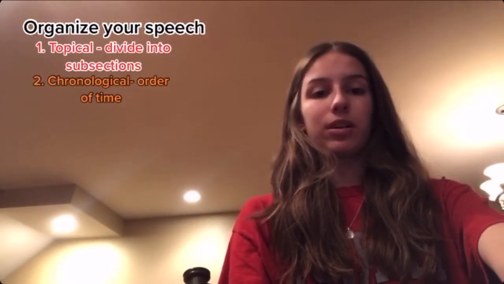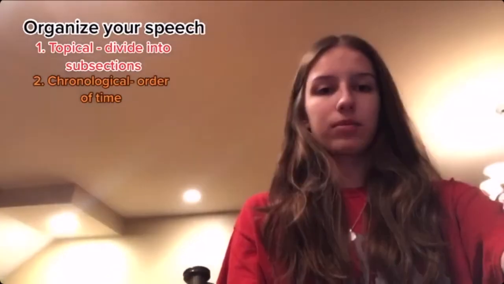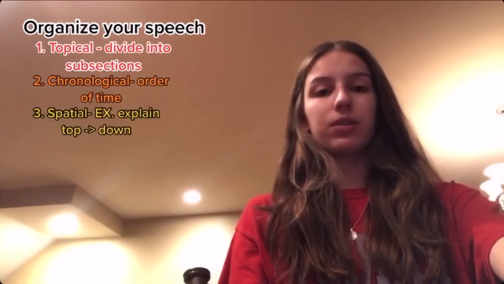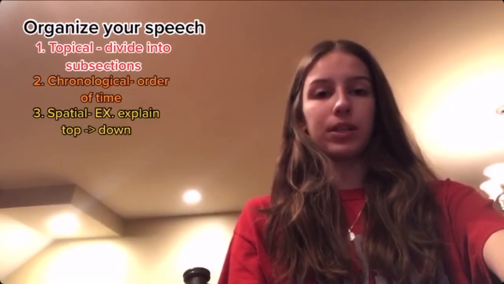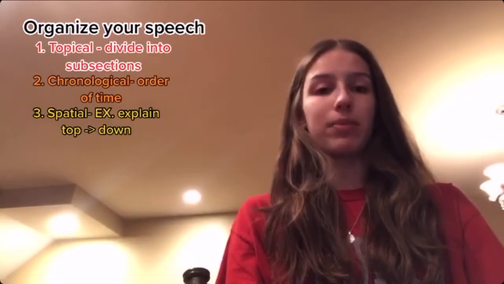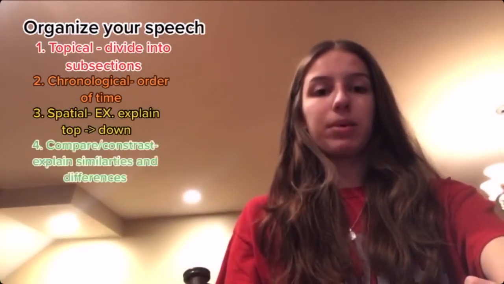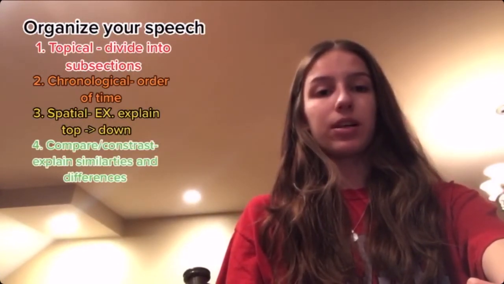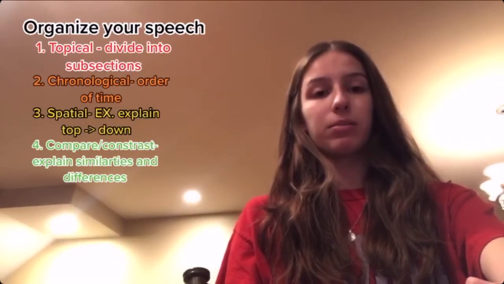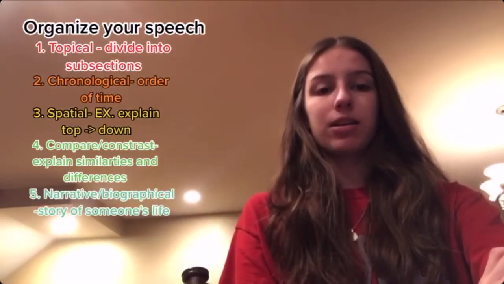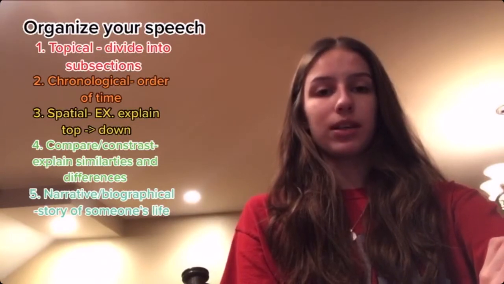Here are a couple different ways to organize your speech. The first way is topical, meaning you break down your whole idea into topics or subsections and then talk about each section. The next way is chronological, which is talking about your speech in the order of time. The next is spatial, and this is helpful if you're talking about a specific object or a place and you want to start from the top down or bottom up. Next is compare and contrast, where you compare your idea to other similar ideas and explain how it's similar or different. Next is narrative or biographical, which is the story of someone's life.